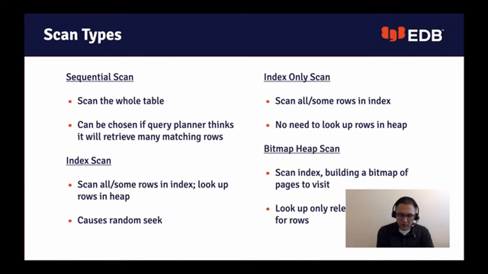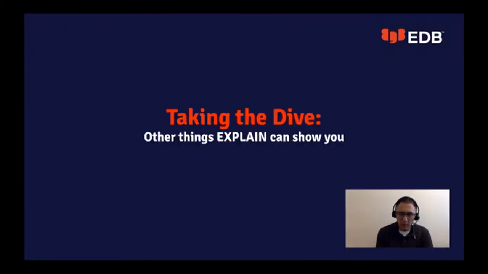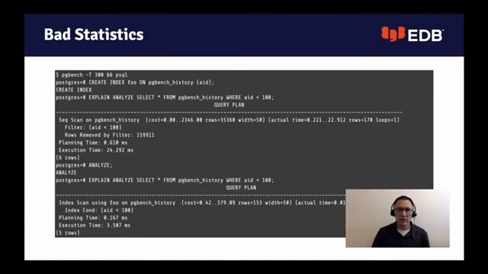Okay, so we're going to switch gears here. We're going to talk a little bit more about what Explain can show you and what it can do. So far I've been talking about the scans and the joins and how the query planner makes those choices based on the cost. Now, what if the query planner has insufficient information? This example would show you that, right?